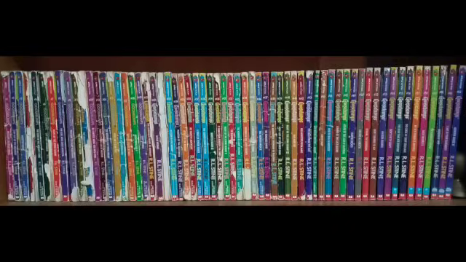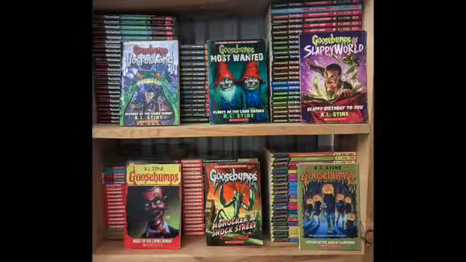Every installment that came out afterward followed a plot very similar to its predecessor, and always featured a new entity that the protagonist had to fend off against. By 1997, there were 62 books in the original Goosebumps series, and ever since then there have been many reboots to the franchise and spin-off series as well.